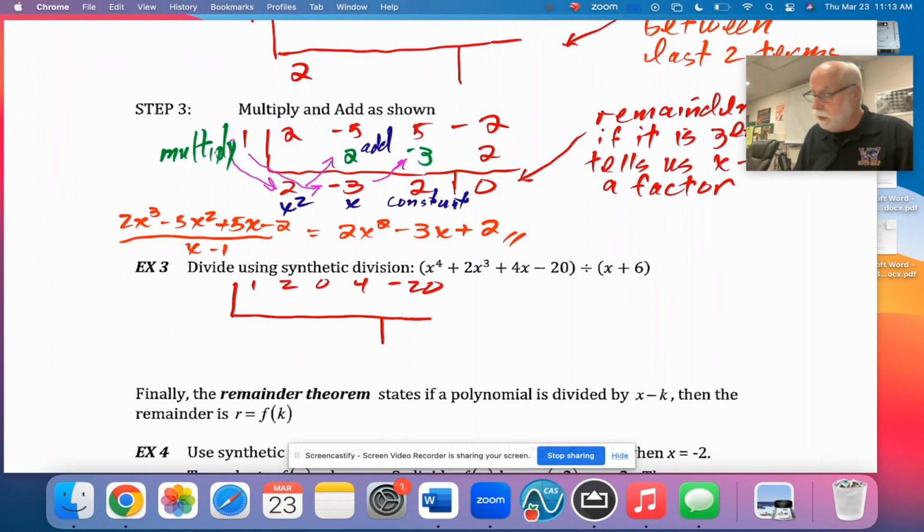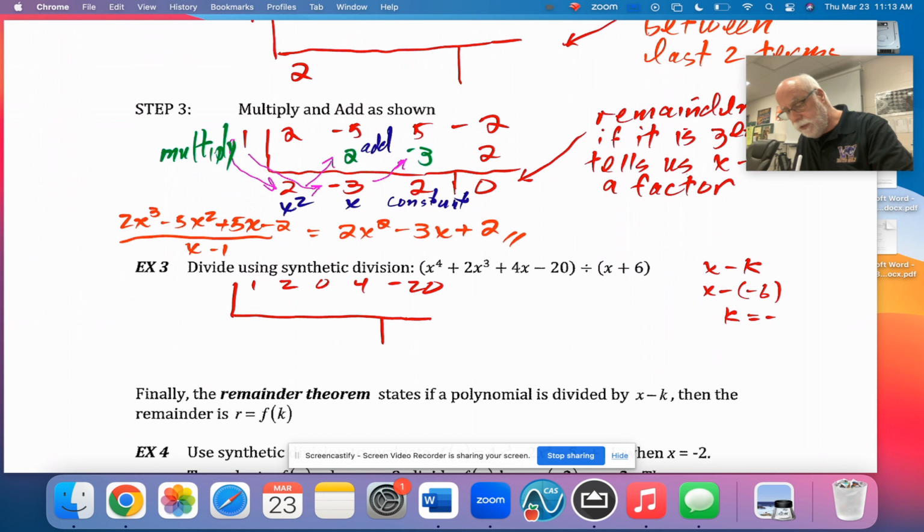And let's see, what else did I tell you? Well, remember on this one here, the easiest thing to think is we have x minus k, right? So we have x plus 6. Well, to get it to be minus, we would have x minus a negative 6, right? So that would tell us then that our k is equal to negative 6. And we're going to put a negative 6 on the outside, and we're going to bring the first coefficient down.